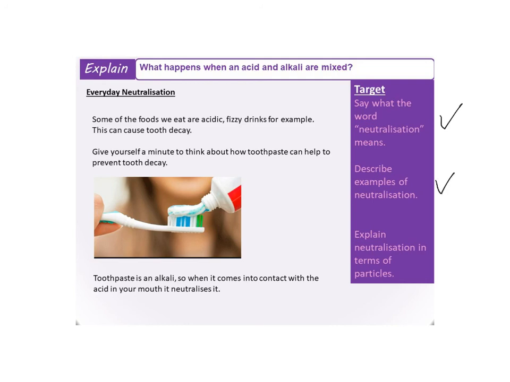Some examples of neutralisation. Well, we spoke about toothpaste and we spoke about sherbet. And then can you explain neutralisation in terms of particles? And that is, can you speak about those H plus ions that we find in acids, the OH minus ions, which are called hydroxide, and the way that they attract each other to form water? That is what I would expect you to be able to do to be able to reach the challenge, explain objective.